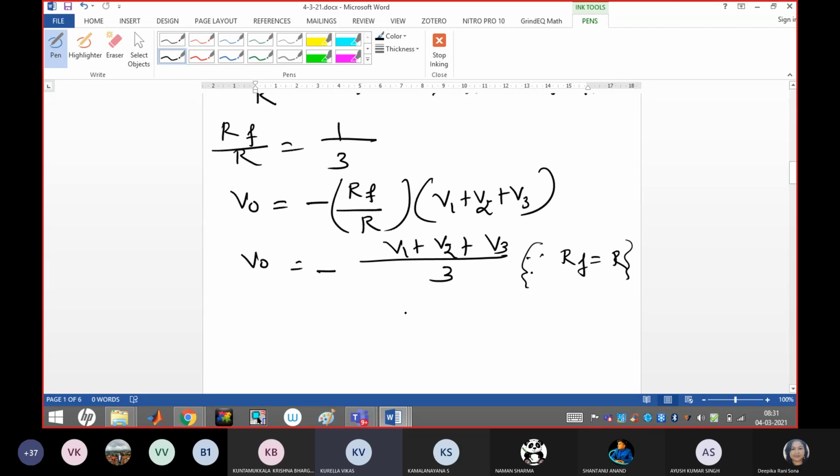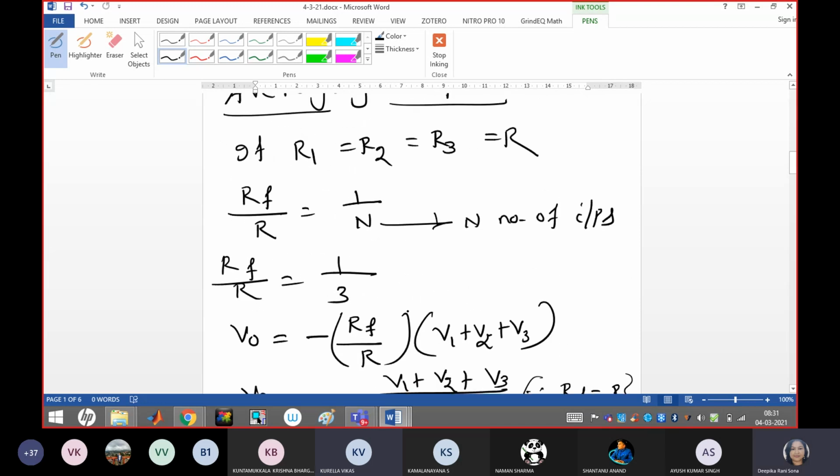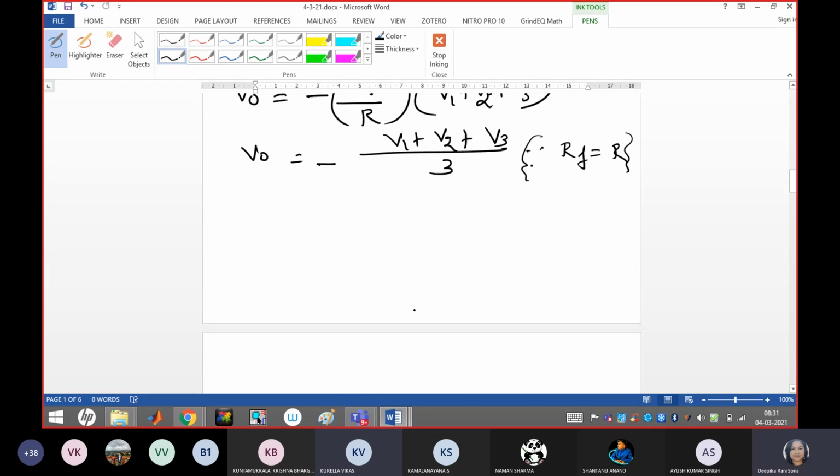Ma'am, what is the difference between the scaling amplifier and the summing amplifier? In the summing amplifier, V naught is directly written as V1 plus V2 plus V3, right? But when you convert this to a scaling amplifier, the weights are there, no? We are adding additional weight. Now that will become the scaling amplifier.